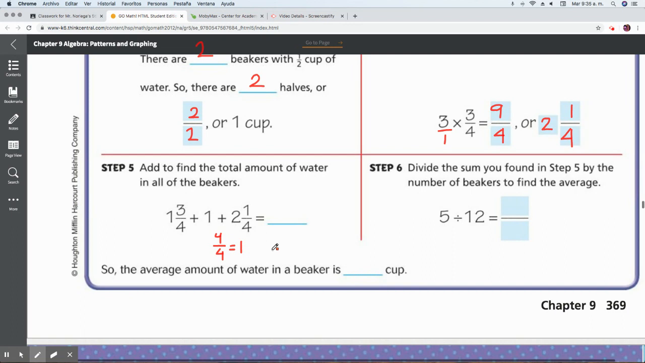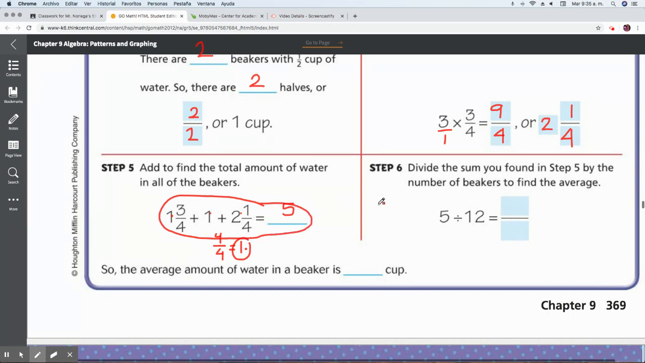Okay, now let's add the whole numbers. 1 plus 1 equals 2. 2 plus 2 equals 4. And don't forget this number that we got from the fractions. 4 plus 1 would be 5. Okay, so that would be our answer when we add all of this together.